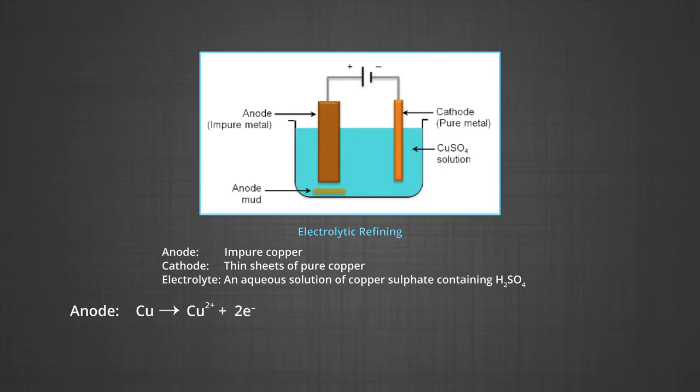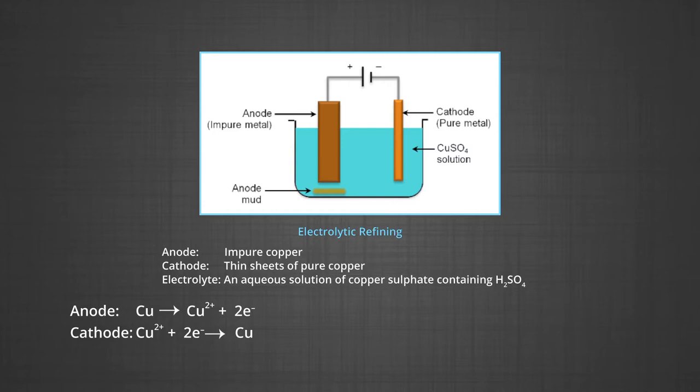The reaction: at anode copper gets oxidized to copper ions plus 2 electrons, and at cathode copper ions pick these 2 electrons to form pure copper metal. On passing electric current, pure copper metal from the electrolyte solution deposits on the cathode. At the same time, an equal amount of impure copper dissolves from anode into the electrolyte solution.